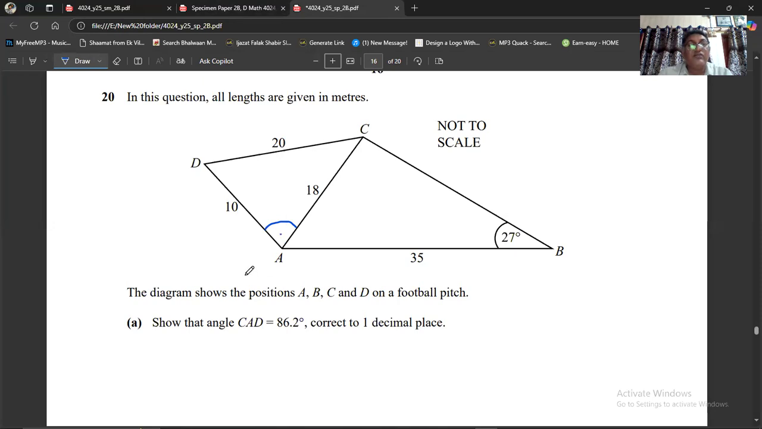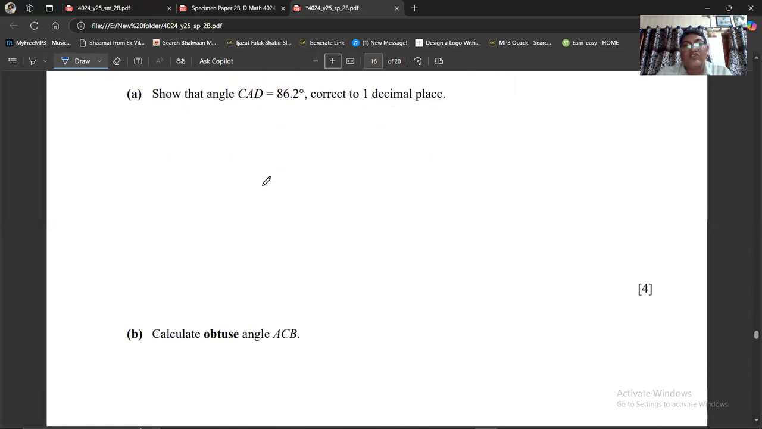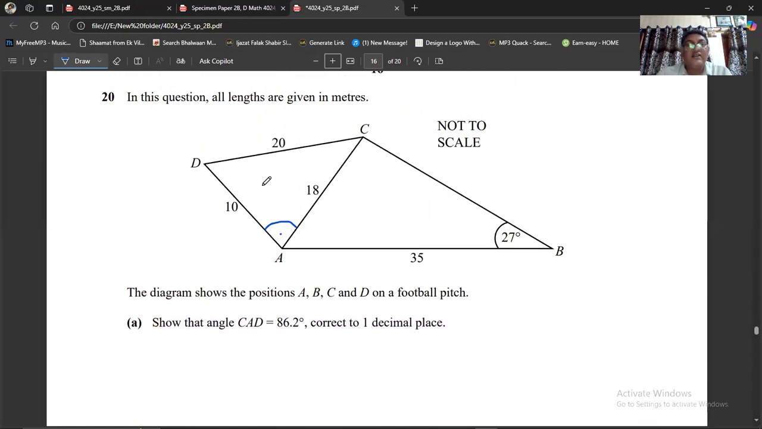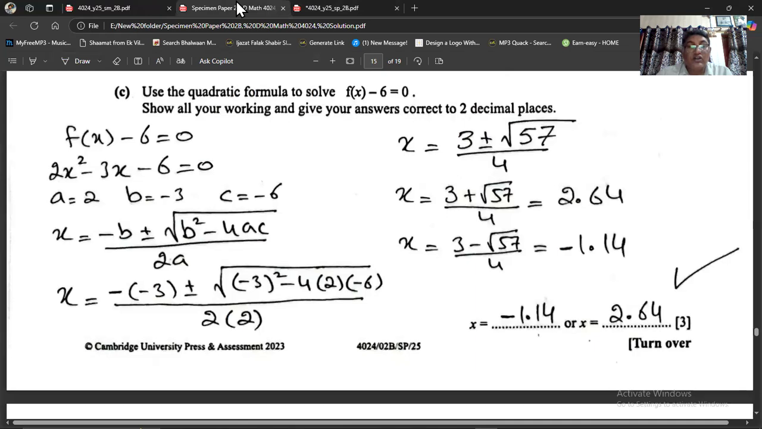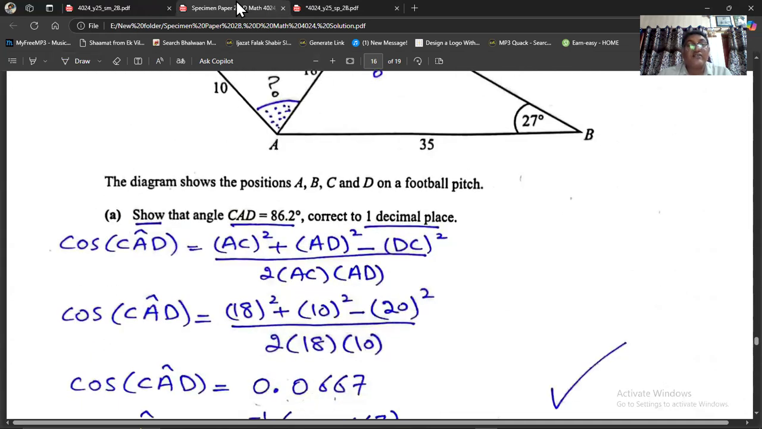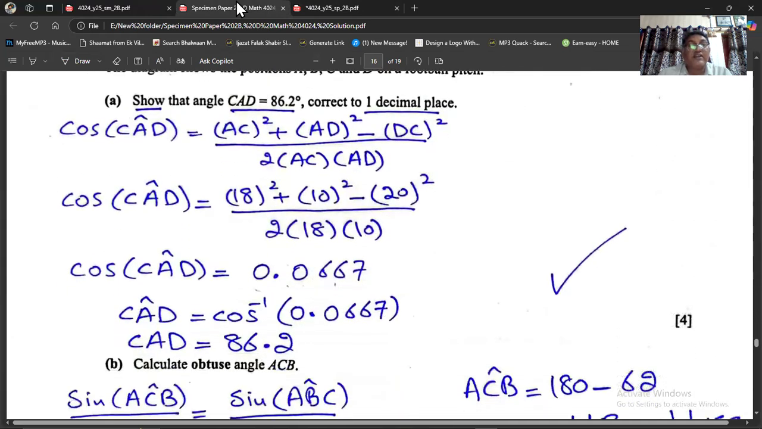For angle CAD, we have to find that it is 86.2 degrees, correct to one decimal place. It's a triangle in which all three sides are given, so I'm going to use the law of cosine to find that angle. These are the arms of that angle, and this is the opposite side. I'm going to apply the law of cosine, and it's that shape in which we find the angle.